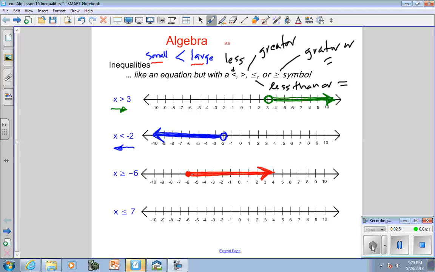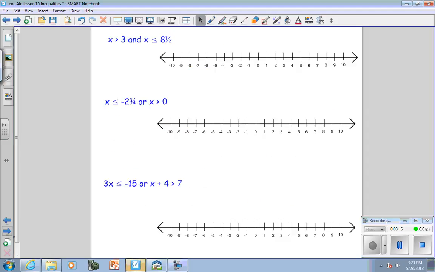On the next example, x is less than or equal to 7. I am now going to find 7 on the number line, and I'm going to close the circle and then shade in the direction that the inequality is pointing. It's pretty simple, but it's easy to mix up. Okay, let's go to the next page.